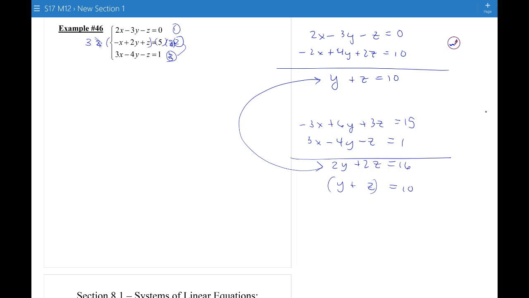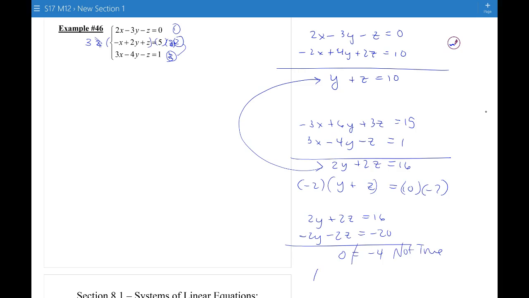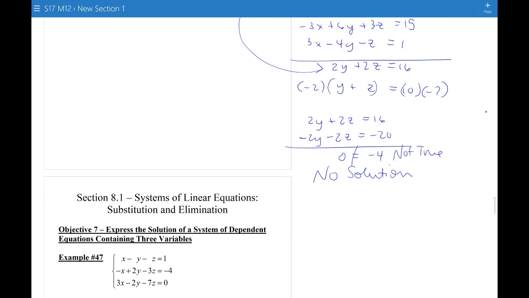And I'm going to multiply this equation by negative 2 to eliminate the z. And I'm going to get 0 equals negative 4, which we know is not true. So there's no solution. So if you get a nonsense statement, there is no solution to the system, and it's called an inconsistent system.